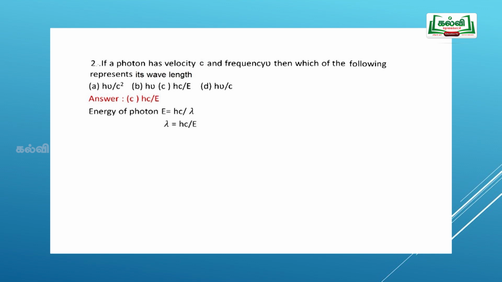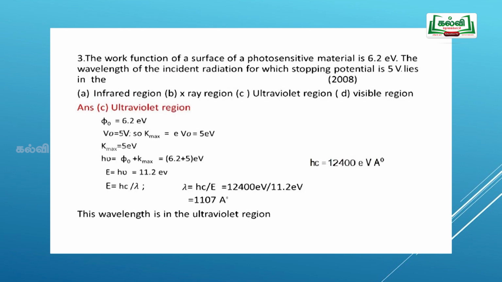Let's see how the answer is hc by E. As we all know, the energy of a photon is equal to h nu, which can be written as E is equal to hc by lambda. Rearrange this equation. We'll get lambda equals hc by E. So the answer, option C, equals hc by E. Let's move on to the next problem.